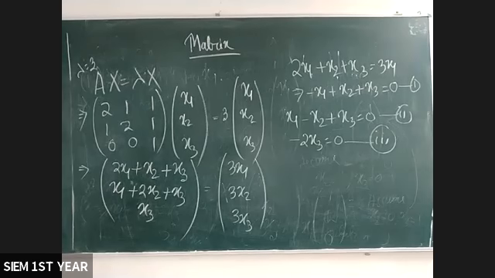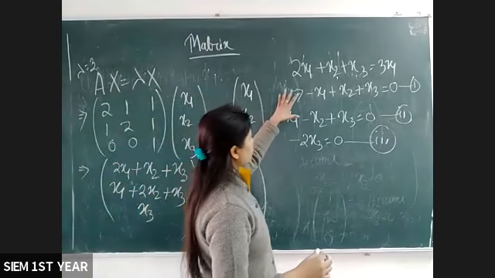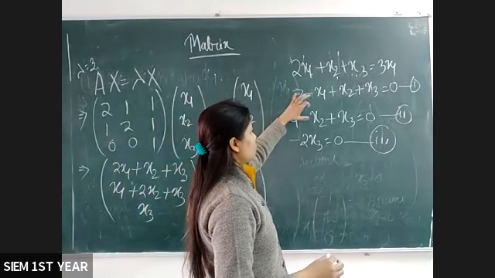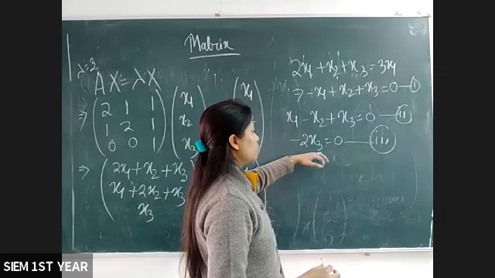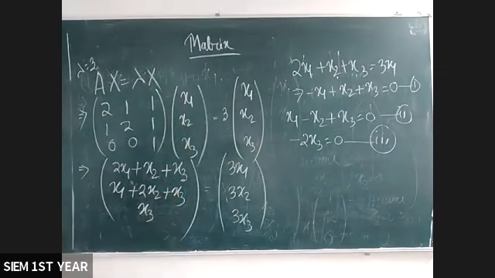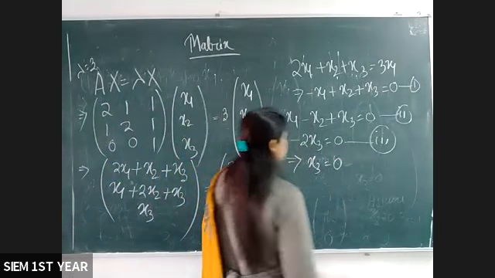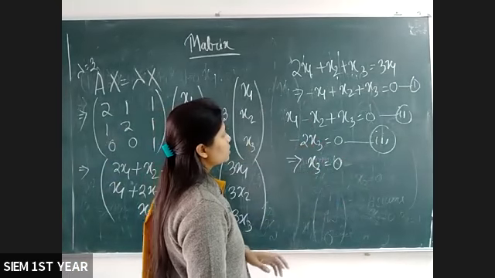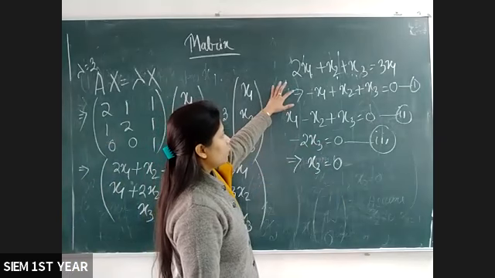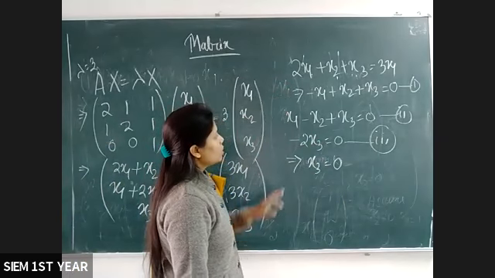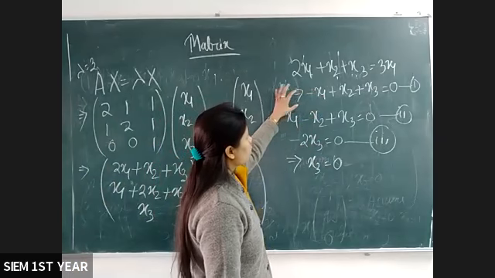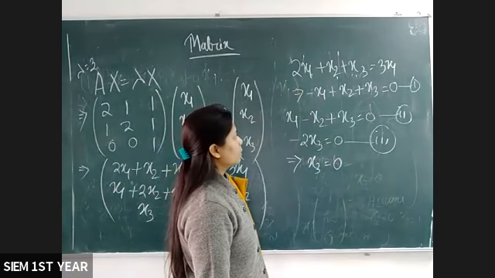Clear? So in this, again you can see there is the first equation, second equation, third equation. So from the third equation you get x3 is equal to 0. Minus 2x3 is 0, means x3 is equal to 0. If you see the first and second equation carefully, if you take minus 1 common, then both the equations are again the same, I think.